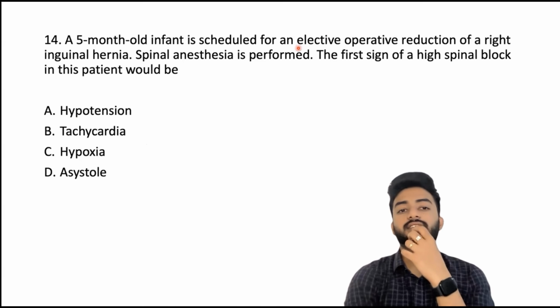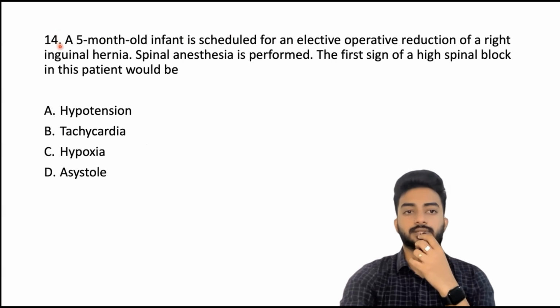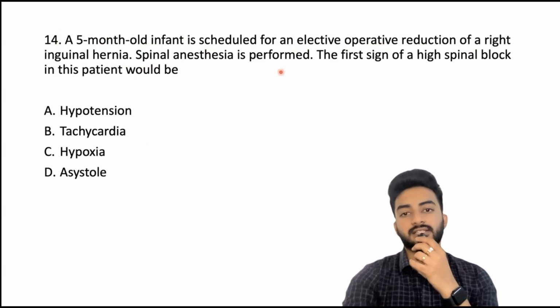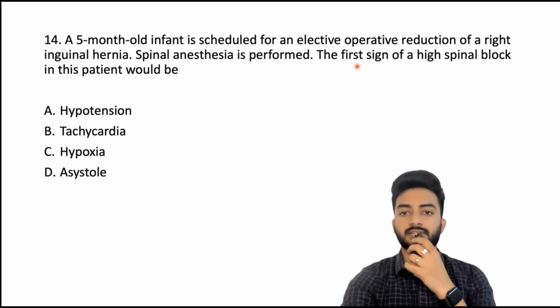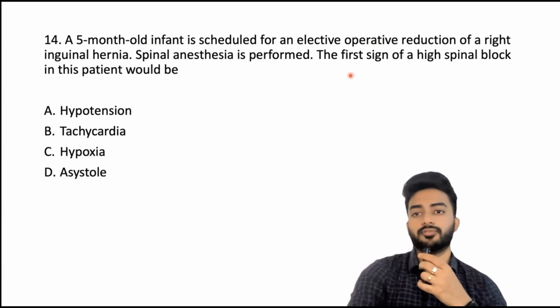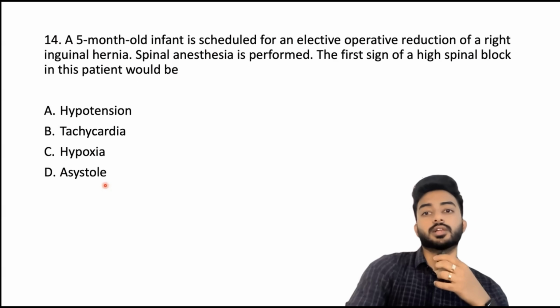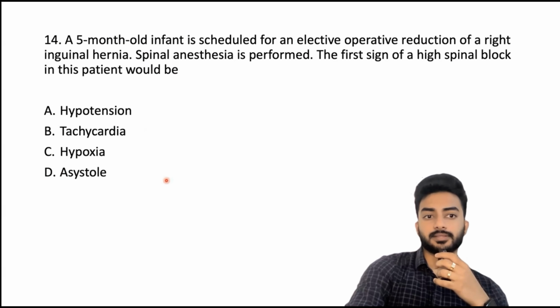So next is 14th question. A 5-month-old infant is scheduled for an elective operative reduction of a right inguinal hernia. Spinal anesthesia is performed and an inadvertent high spinal block has been given. So they are asking the first sign of a high spinal block in this patient, that is a 5-month-old infant, would be option A hypotension, option B tachycardia, option C hypoxia, and option D asystole. So among the options given, the first sign of a high spinal block would be hypoxia.